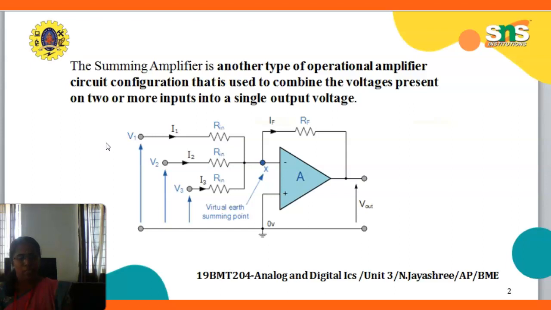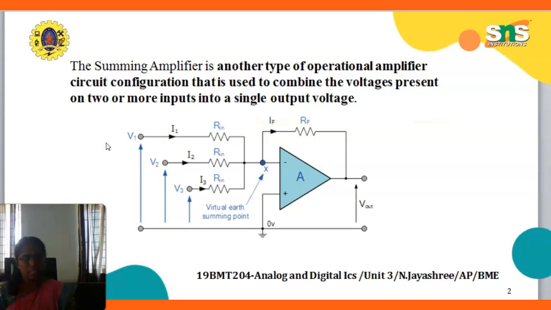Here I1, I2, I3 are the three input currents, passing through the first, second and third branches, which are indicated by the voltages V1, V2 and V3, and the input resistances are Rn.